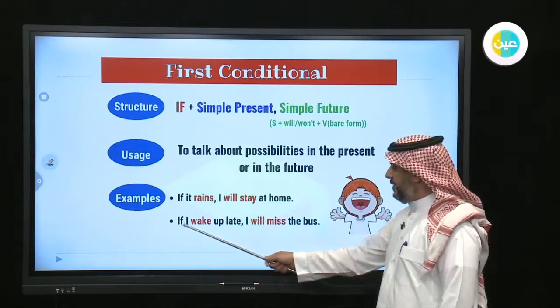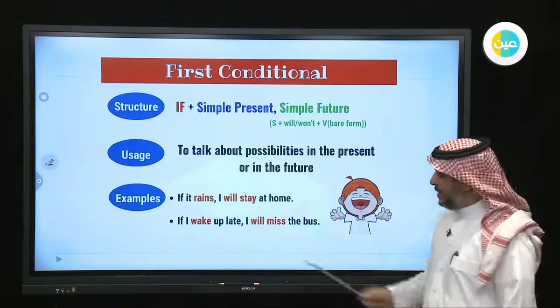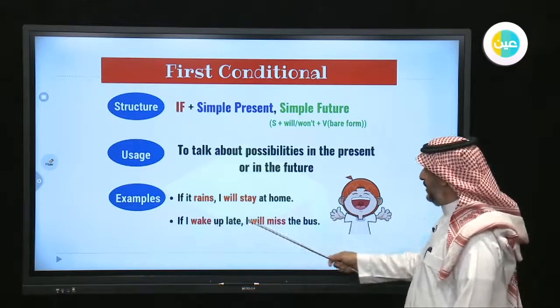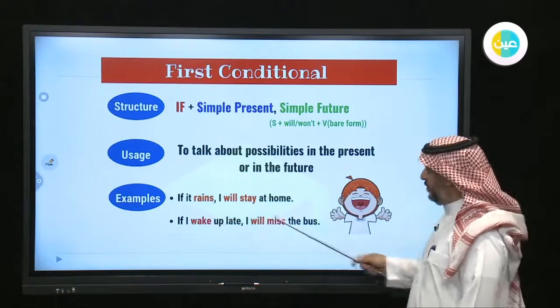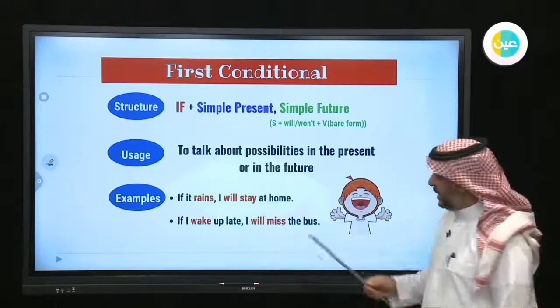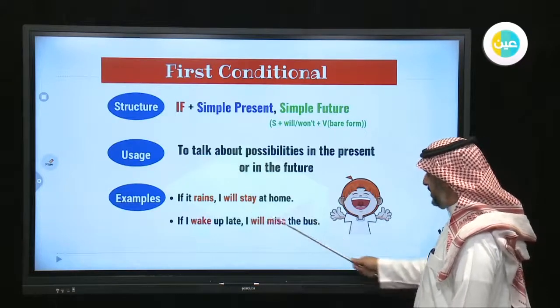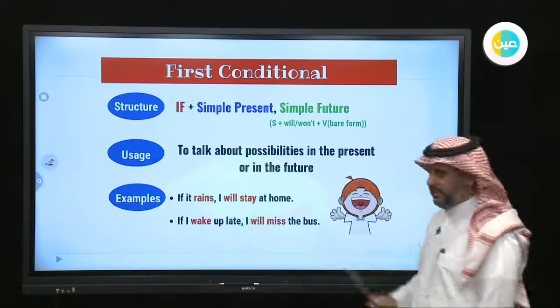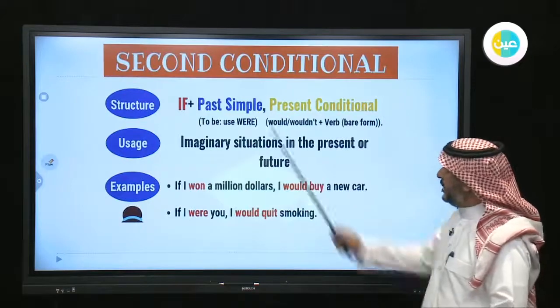Another example. If I wake up late, I will miss the bus. Look at the sentence: present, future. Can I change the order? Yes, of course. I will miss the bus if I wake up late, without comma. This is first conditional.